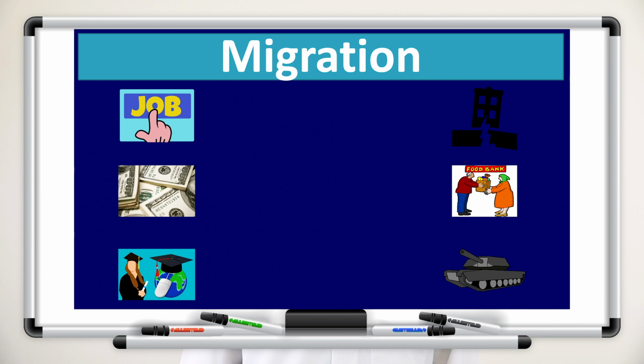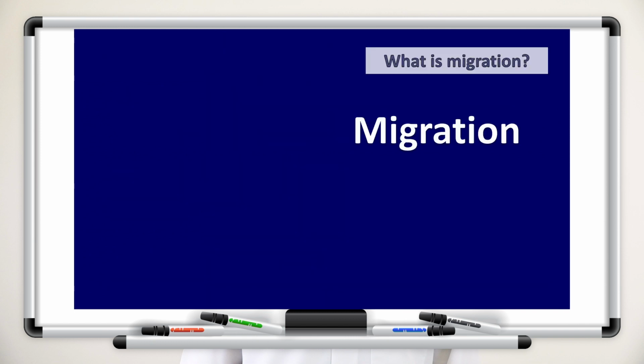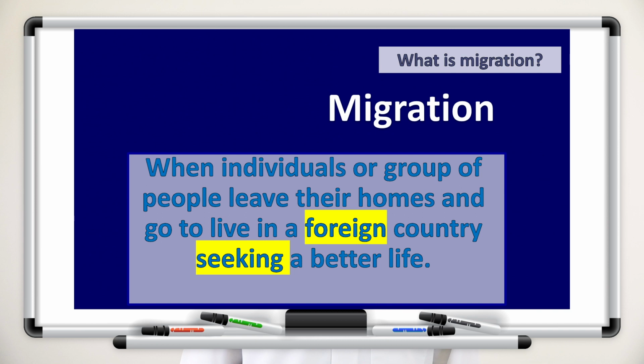This unit will be discussing migration. Now, when I hear the word migration, these are a few things that I may think of: better jobs, earthquakes, high salary, famine, education, obliterating war. Now, first, what is migration? Did I think of these words?